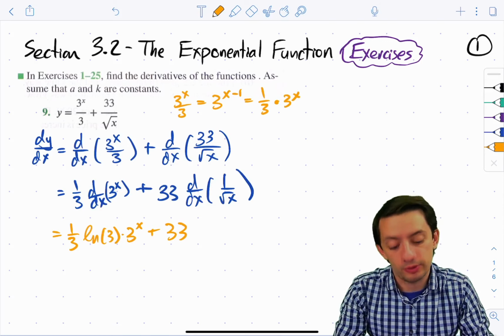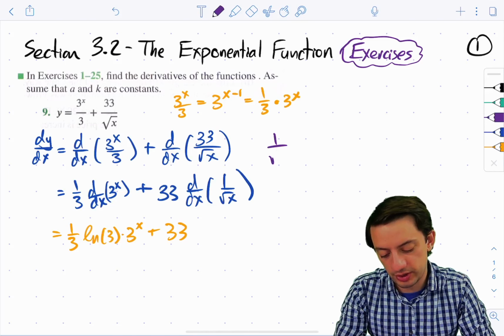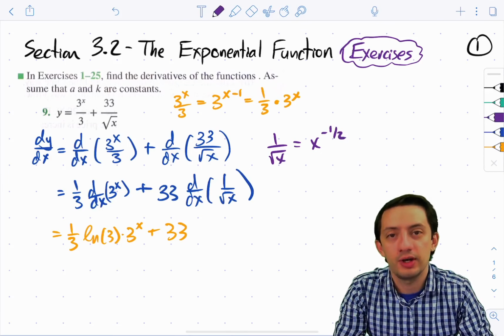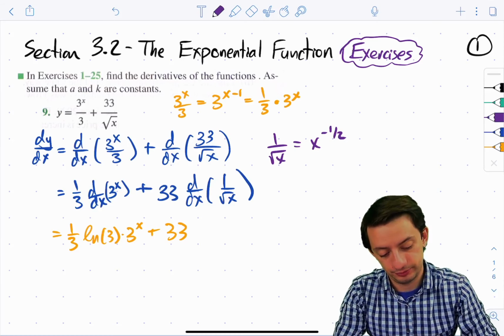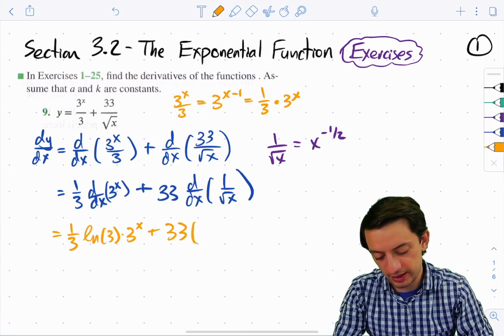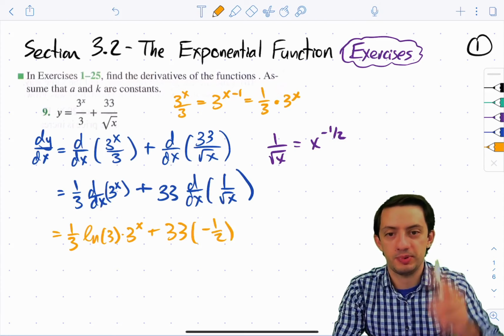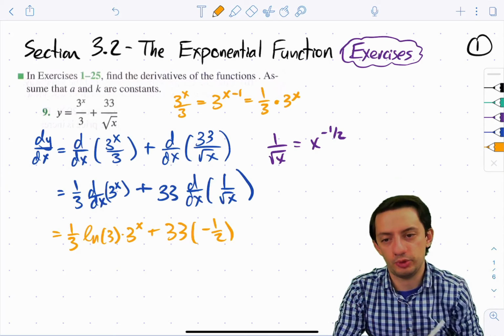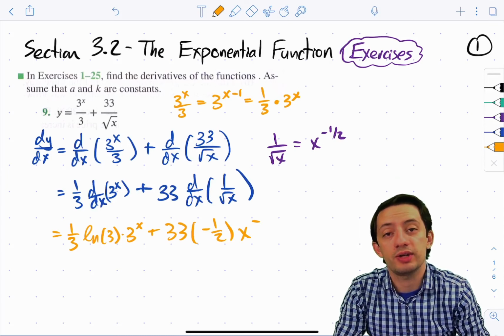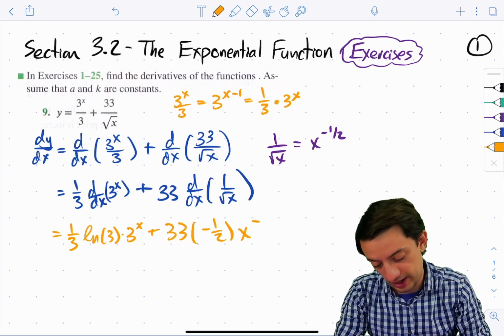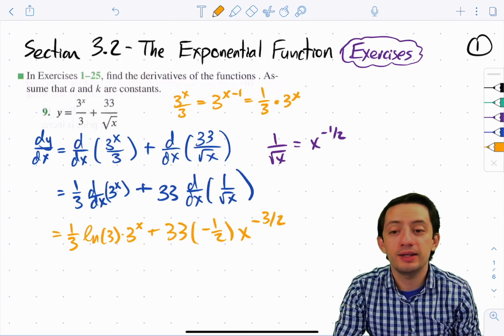This is going to be the power rule. So it helps to write 1 over the square root of x in a power. That's x to the negative 1/2. 1/2 because it's a square root, and negative because it's in the denominator. So the derivative is negative 1/2. That's because the power comes down in front as a multiplier, times x to the power minus 1. So negative 1/2 minus 1 is negative 3/2. And this is our answer.